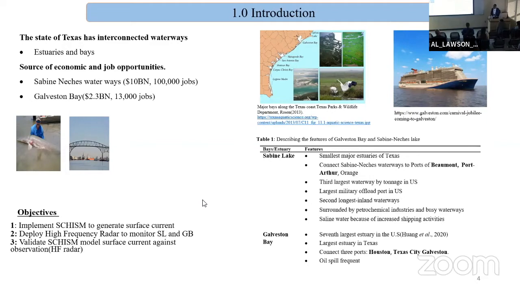So in our project, what is our objective? What do we need to achieve? Simply, we need to implement the SCHISM model in order to generate surface current. And we deploy high frequency radar at the same time to give us the same surface current. We have the observation, we have that produced by the model. We compare the two. As simple as that.